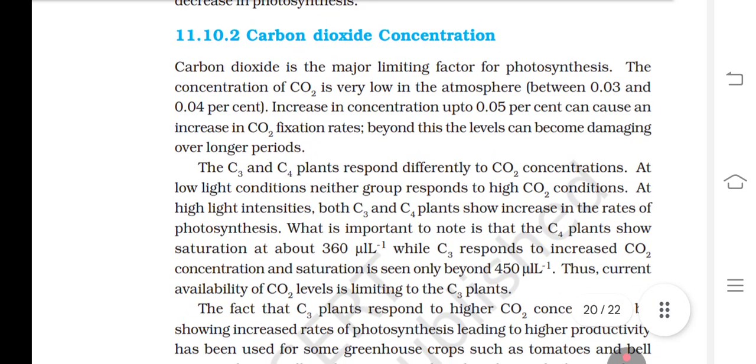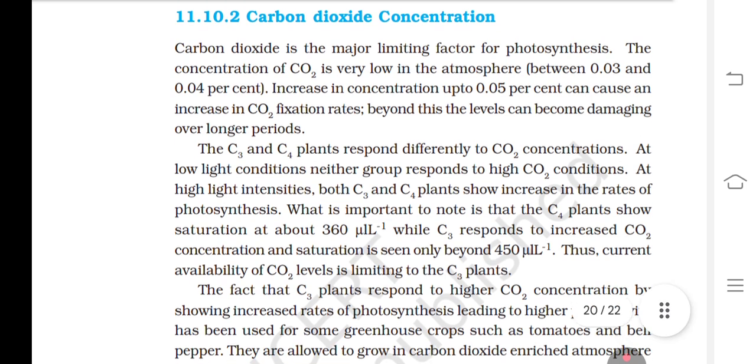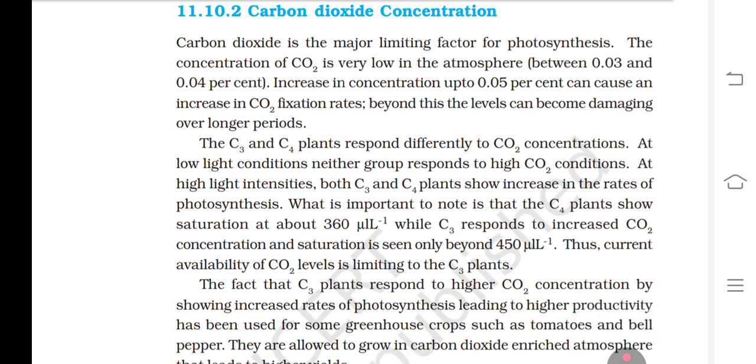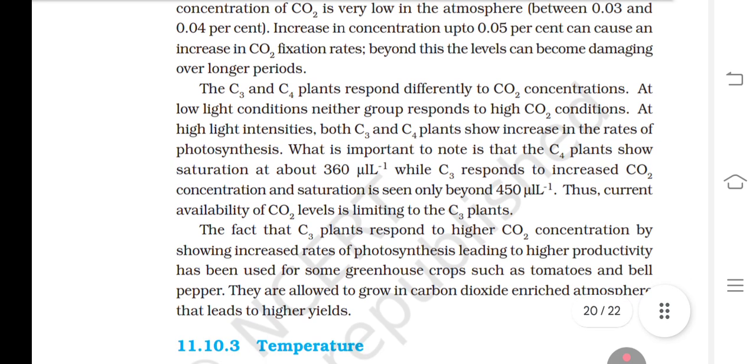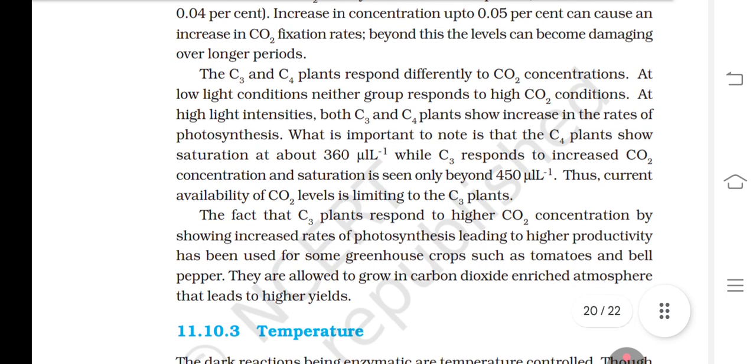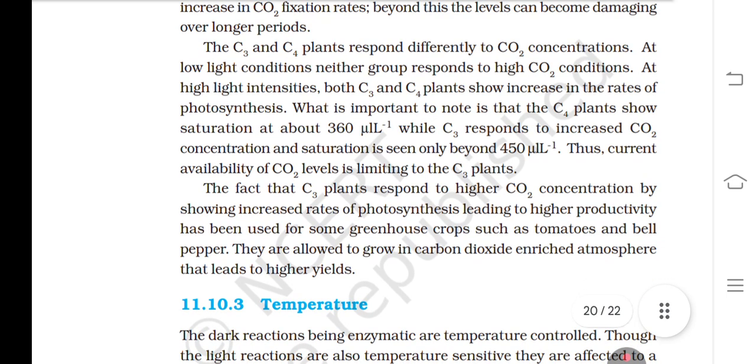Carbon dioxide concentration. Carbon dioxide is a major limiting factor of photosynthesis. The concentration of carbon dioxide is very low in the atmosphere, between 0.03 and 0.04%. Increasing the concentration up to 0.5% can cause an increase in carbon dioxide fixation rate. Beyond this, the level can become damaging over a long period.